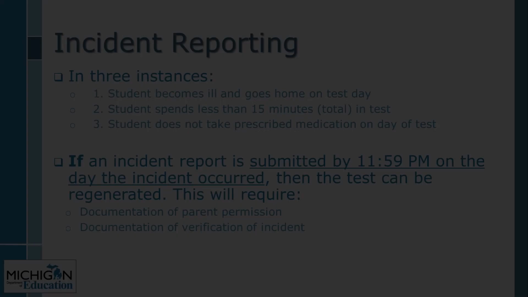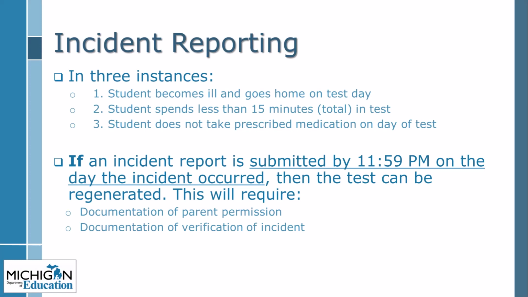There are 3 instances that require the incident report be submitted on the day that the irregularity occurs in order to regenerate the test. The first instance is if a student becomes ill and goes home on test day. This is for those situations where a student sits to complete an entire test, then you find out, or figure out later that the student was ill enough to have to go home sick that day. Again, the incident must be reported by 11:59 p.m. on the day it occurs.